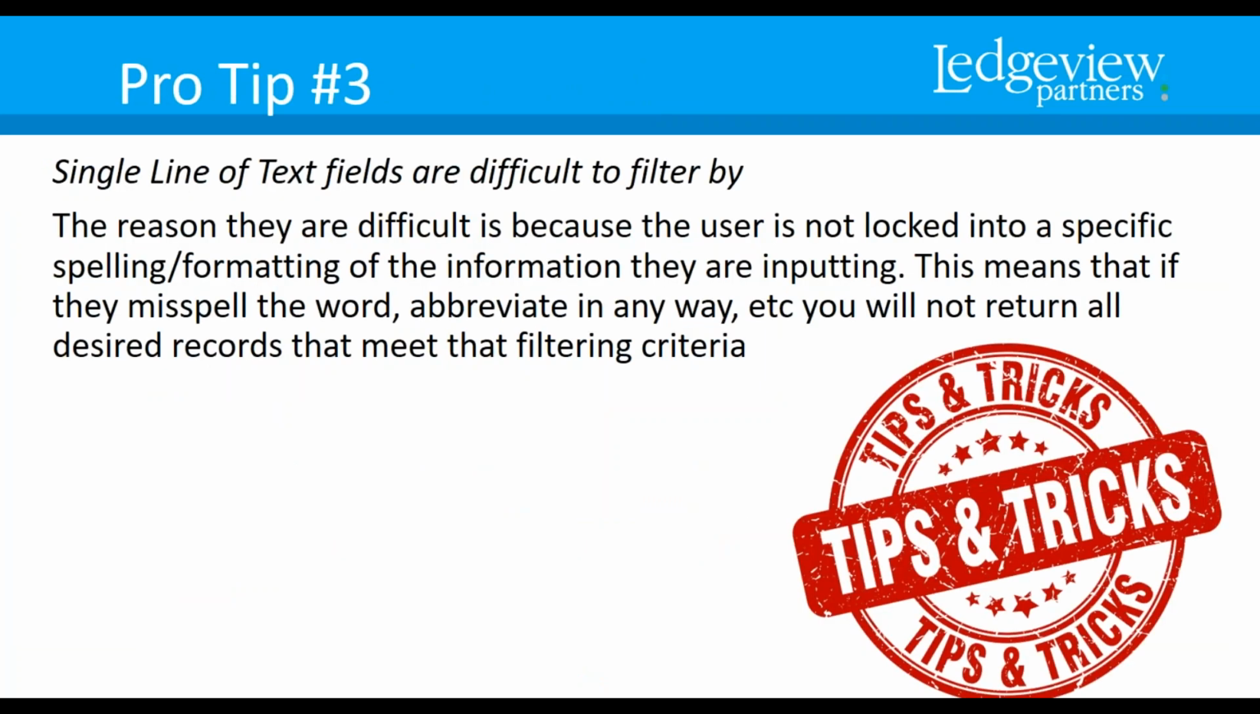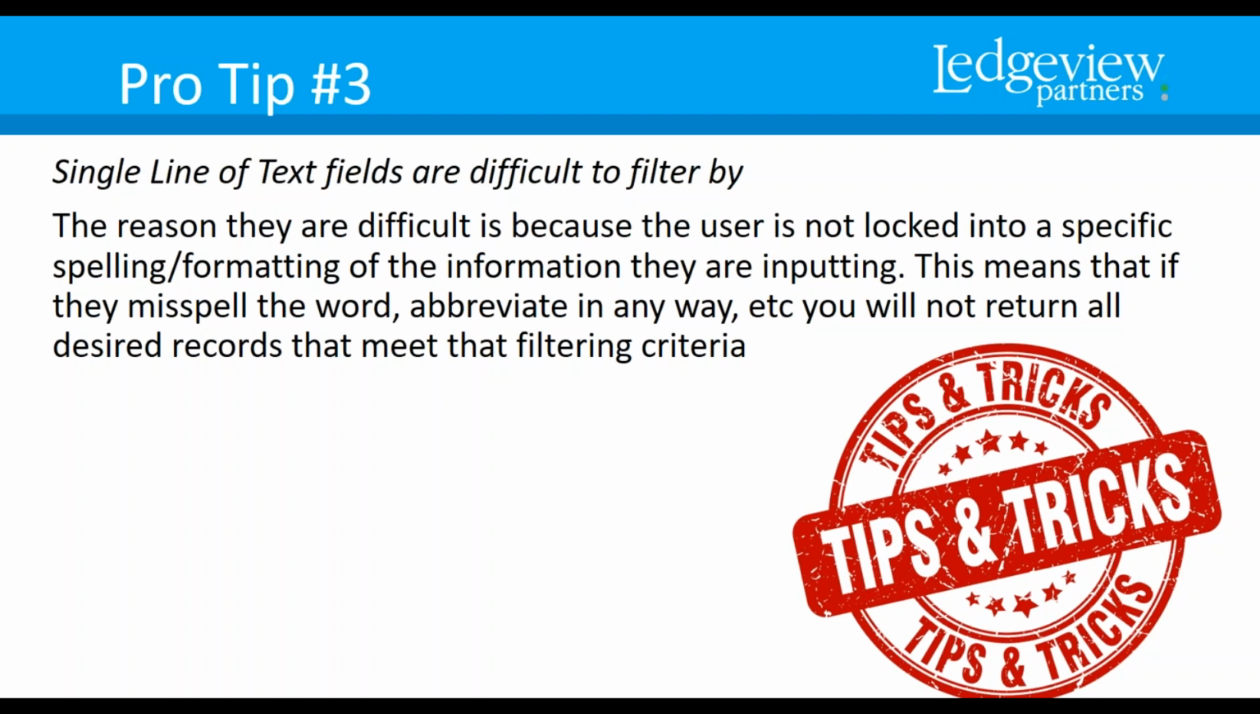Pro tip number 3, single line of text are difficult to filter by. The reason why that's so difficult is because users aren't locked into a specific spelling or formatting. They can put it in however they want. So if they misspell it, or if maybe it has Inc. at the end, some people put in INC, some people put incorporated, some people don't even put it in there. So it can be put in there in many, many different ways.